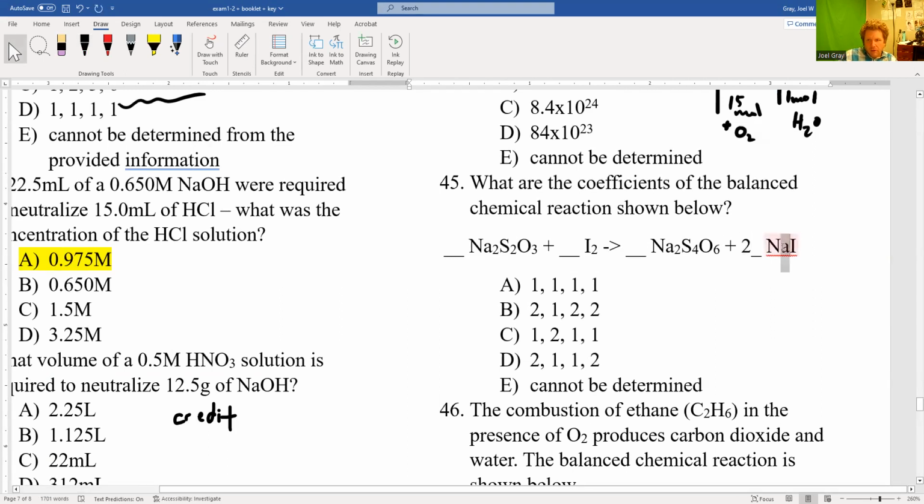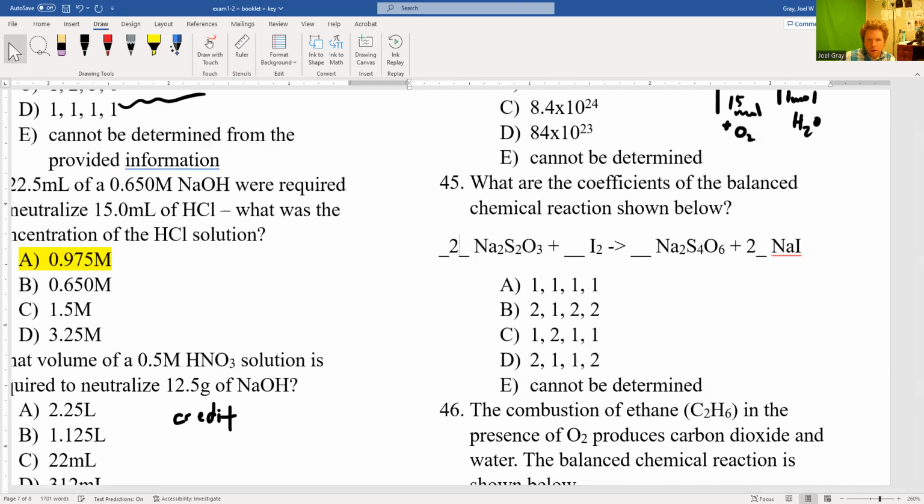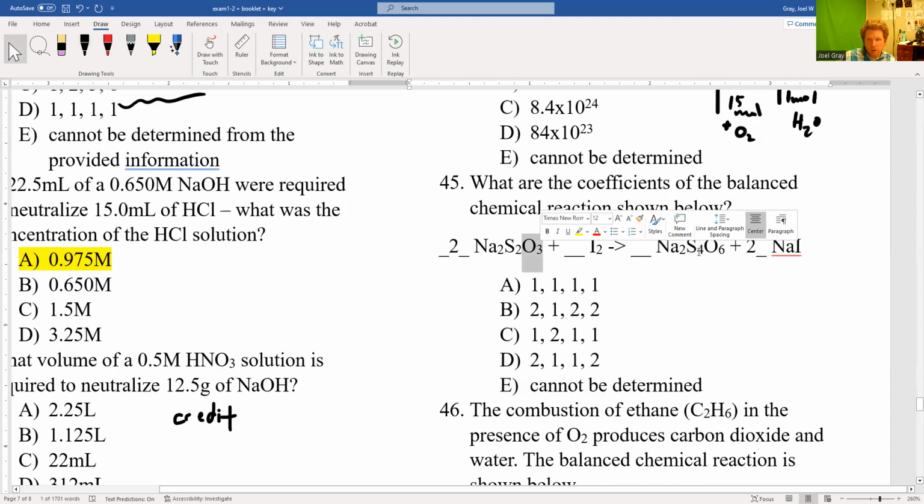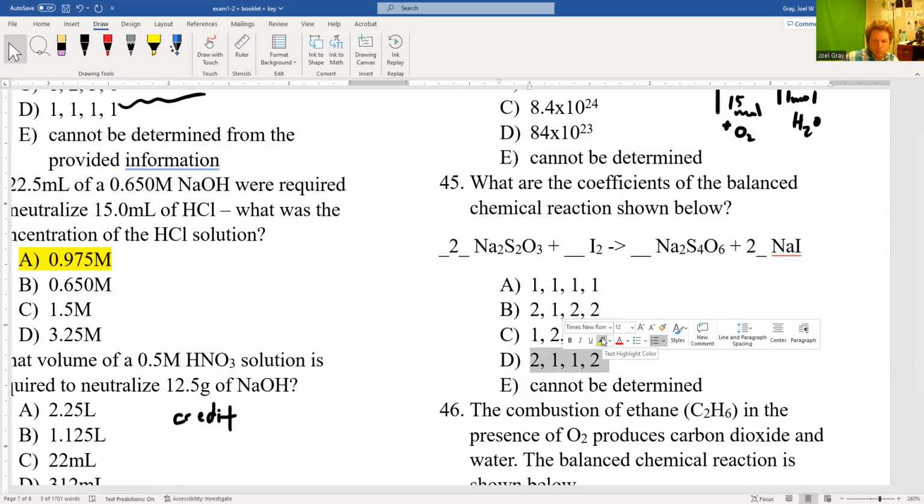That means that I now have 2 sodium. There's 2 more, so that gives me 4 sodium. Well, if I put a 2 right here, then now I have 4 sodium. I've got 4 sulfurs, but I already have 4 sulfurs. I've got 6 oxygens, but I've already got 6 oxygens. So I'm balanced with 2, 1, 1, 2.